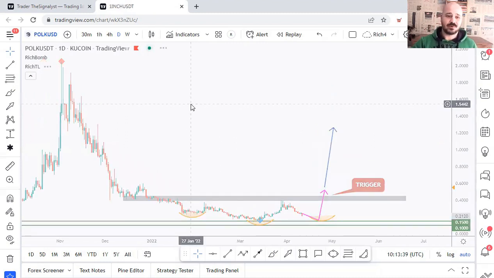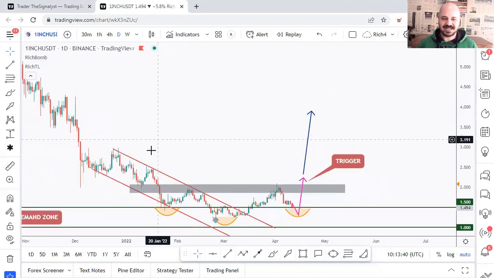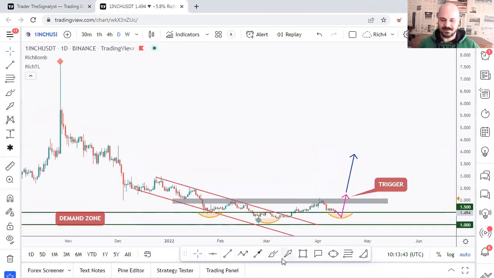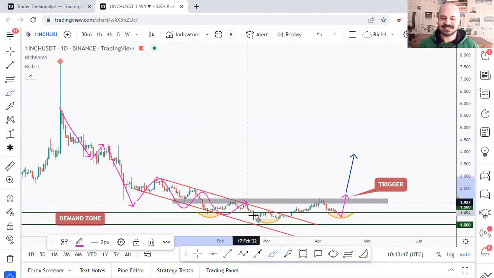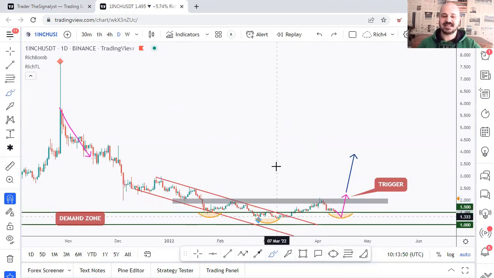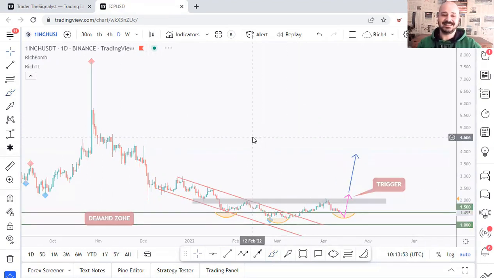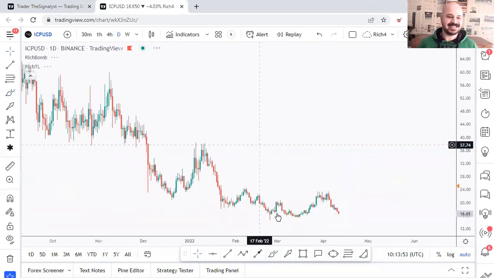So that's it for Pork 1inch, the exact same pattern. We can see that we've got a bearish trend previously, big impulse, small correction, big impulse, and here we go. It's going flat and smaller in size, forming a head and shoulders pattern now, waiting for the neckline break, and that's it. On ICP, the exact same movement.